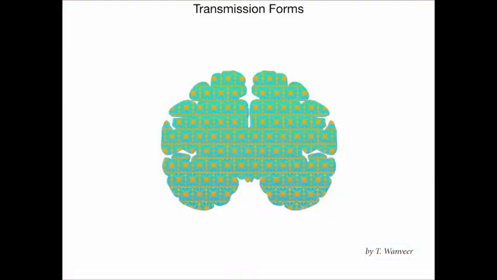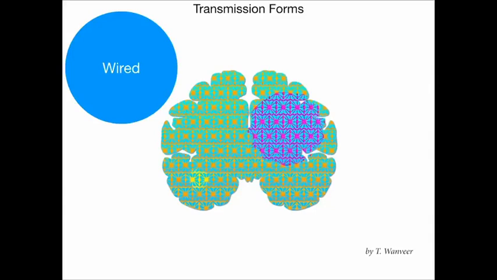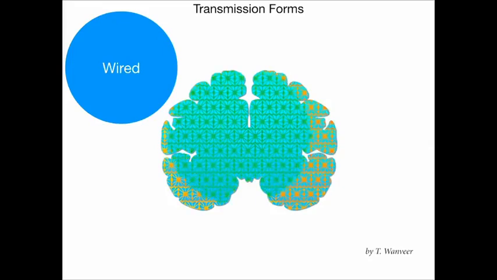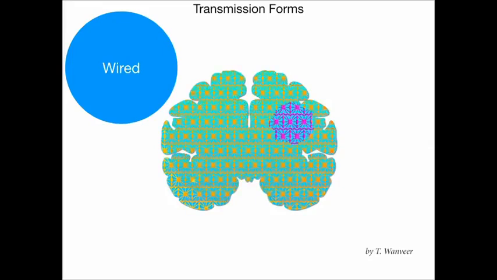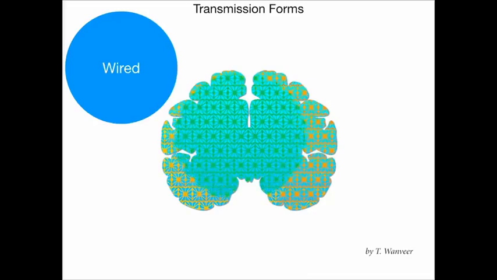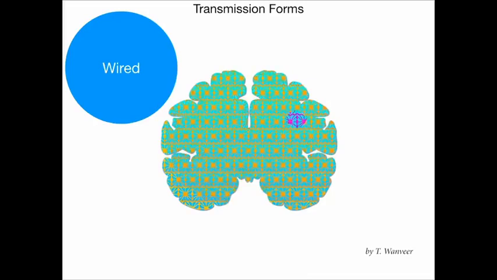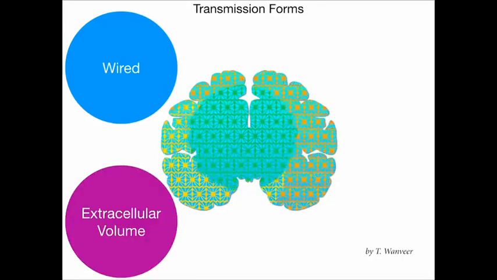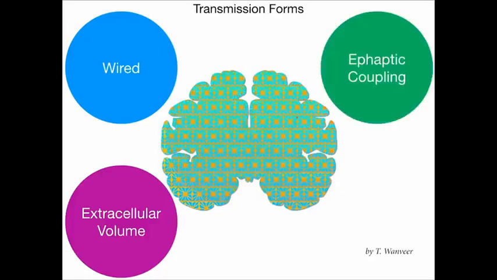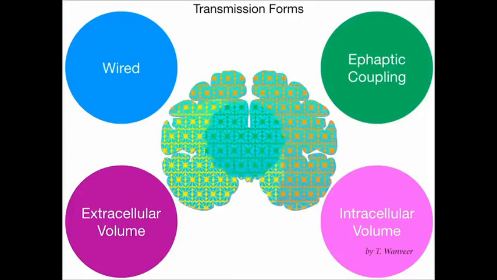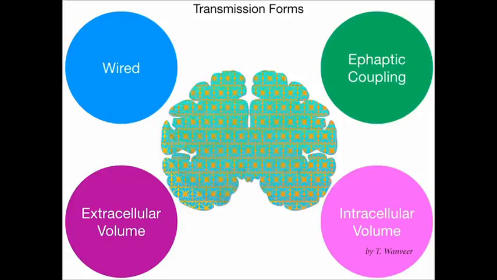And then from here, we'll work with four basic types of transmission in the central nervous system. One that we're familiar with is called wired transmission. And wired transmission is the way in which neurons receive, organize, and transmit information. It's considered a one-to-one type of transmission. The other three forms are considered as volume transmission, which means one to many. And they're called extracellular volume transmission, ephaptic coupling, and intracellular volume transmission. So we will discuss and work with all of these four forms during the class.